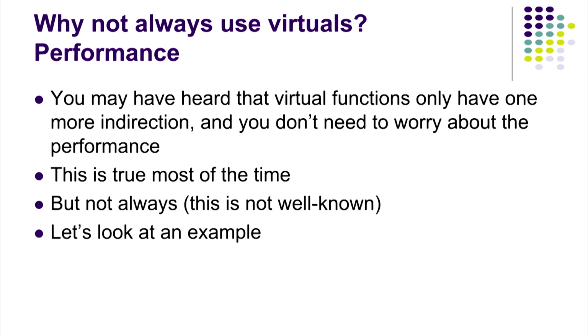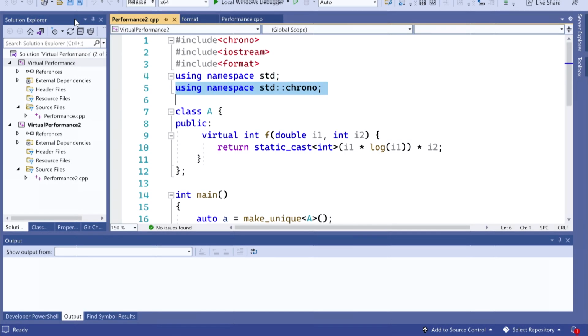So let's take a look. Well, one reason is performance. And you've probably heard a lot of people telling you that virtual methods are free, right? They only have single indirection. Processors are really good at branch prediction and the like. And this is true most of the time, but it's an oversimplification. Let's look at an example of that.